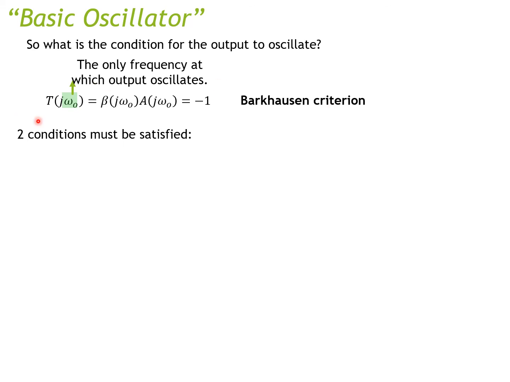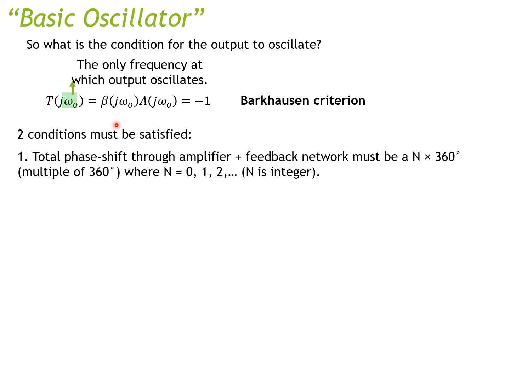From this equation, we can see that two conditions must be satisfied for the system to oscillate. The first condition is that the phase shift through the amplifier and the feedback network must be a multiple of 360 degrees, and it must be an integer multiple. Also, the magnitude of the loop gain must be unity. That means the magnitude must be 1.